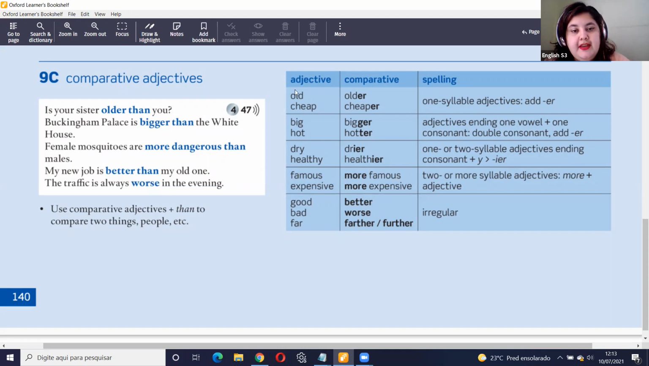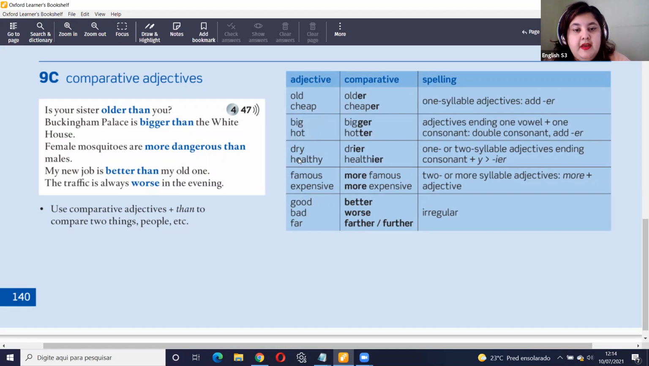For example, if it's a short adjective, normally I use ER. My brother is older than me. Então, vai ficar o adjetivo com R, than. This is cheaper than the price I bought. Se o adjetivo terminar com consoante, vogal, consoante, eu preciso dobrar a última consoante na hora de escrever. Então, for example, New York is bigger than Philadelphia. Rio de Janeiro is hotter than São Paulo.